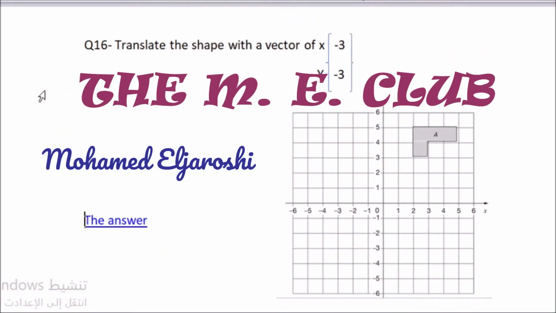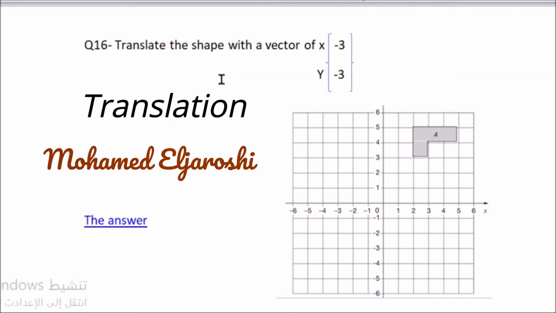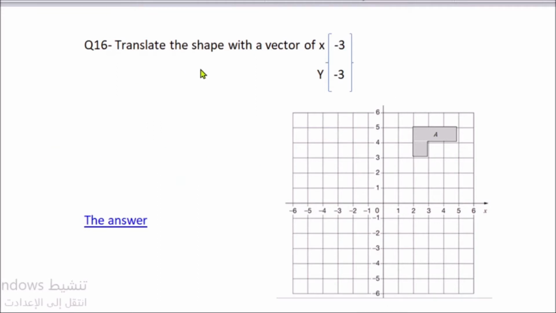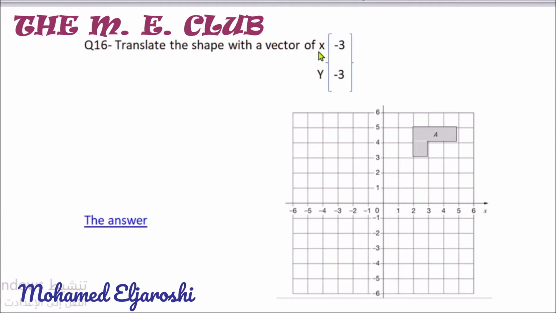In this presentation, we're going to talk about translation and how to translate a shape on the grid. Now, in this question, it says translate the shape with a vector of x equals minus 3, y equals minus 3. The vector of translation means how you move points. For example, if you're translating a point, you're going to move the point on the x-axis -3, so 3 steps to the negative side. The same thing with the y, 3 steps to the negative side of the y.